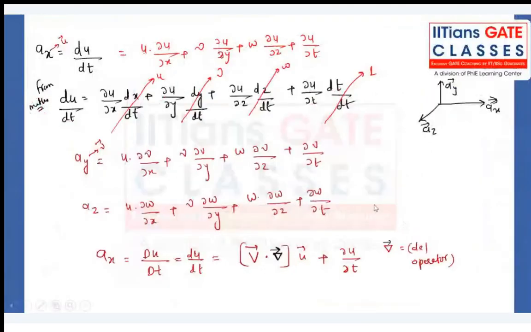Done for all? This is the big capital V. Remember, this is the capital V. Capital V means Ui plus Vj plus omega k. This is a small v, this is a capital V, right?